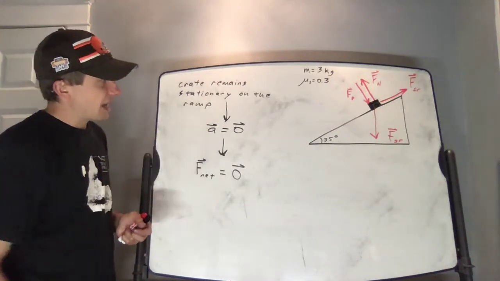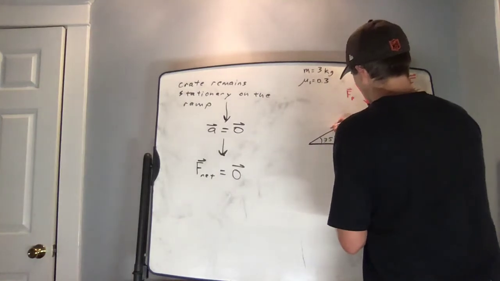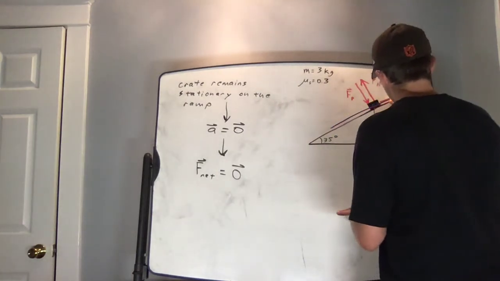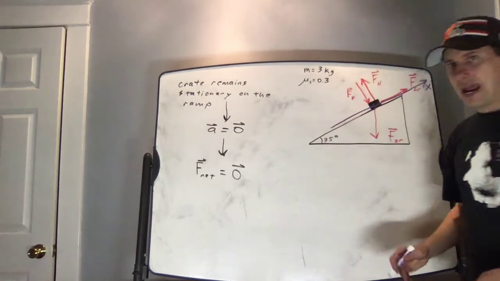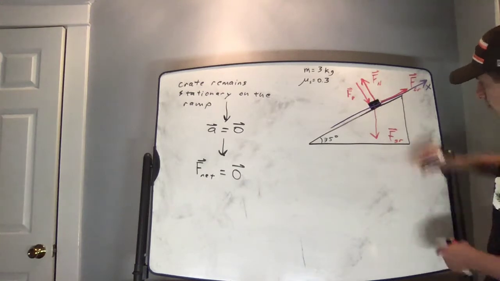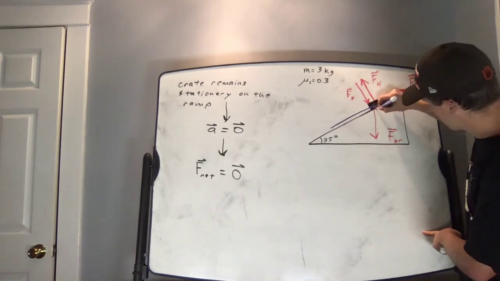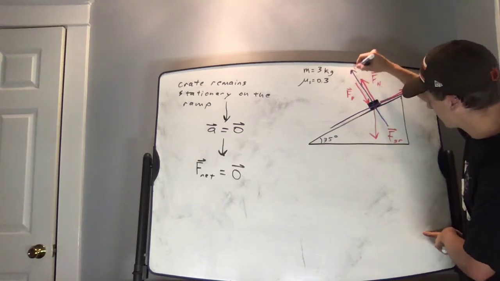So I will have my x-axis lie along the ramp. So the x-axis will look something like this going up the ramp. Here is my x-axis. And the y-axis will point in the same direction as the normal force. So the y-axis will be coming perpendicular out of the ramp, something like this.